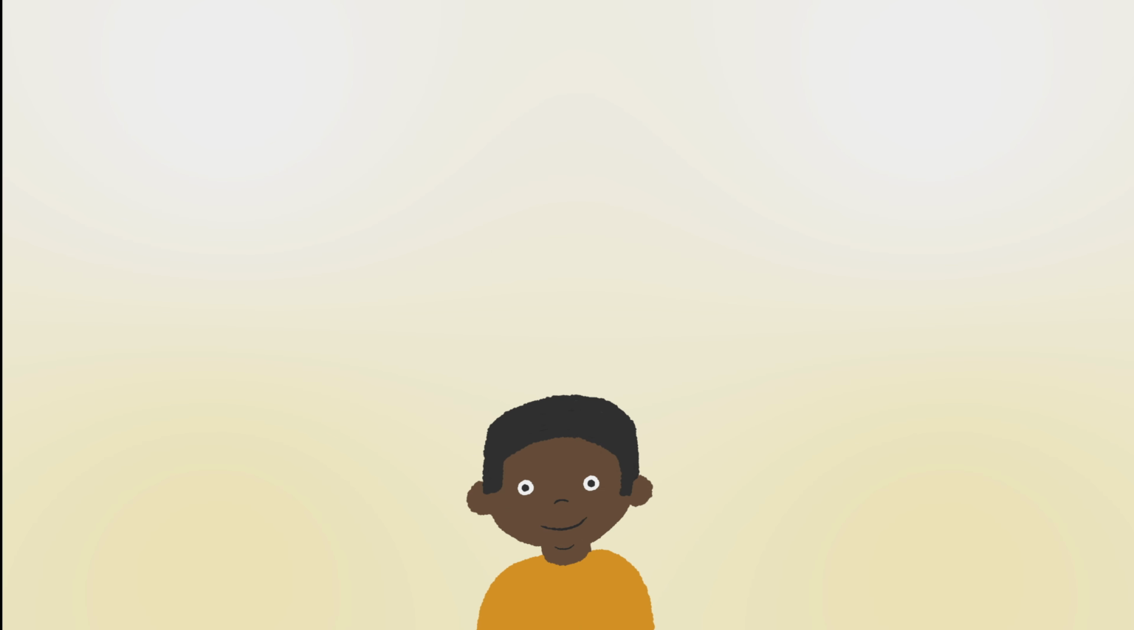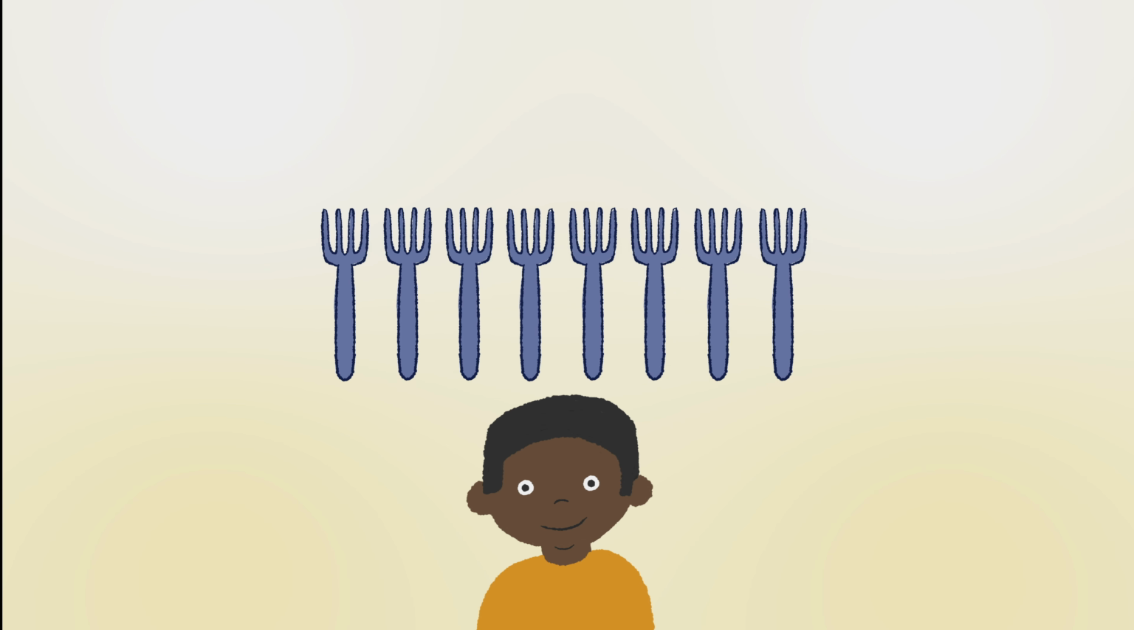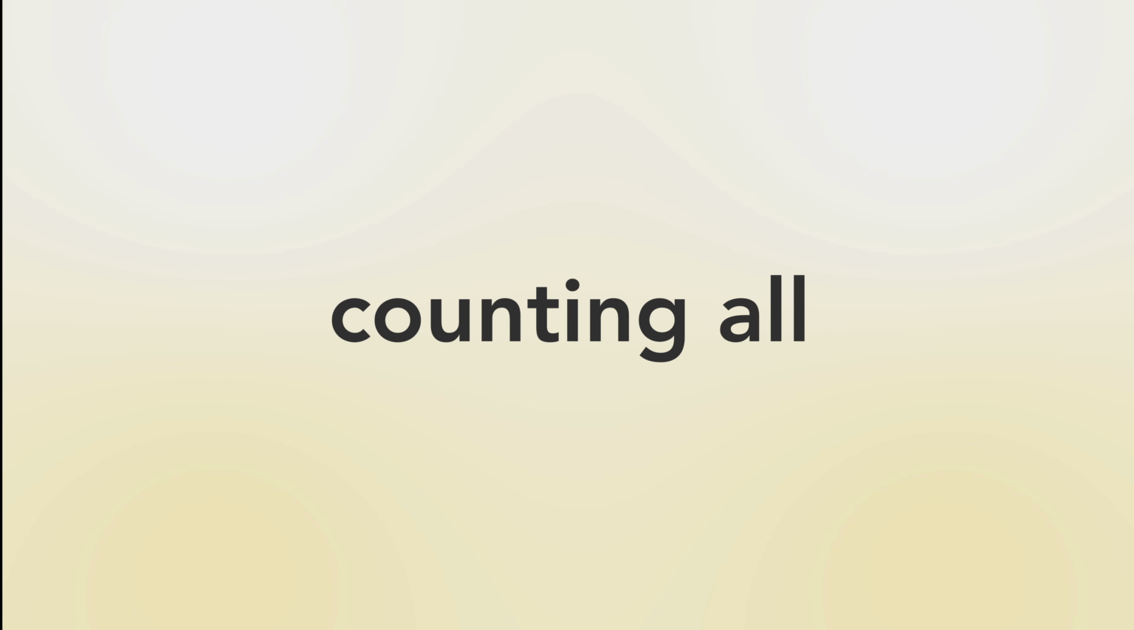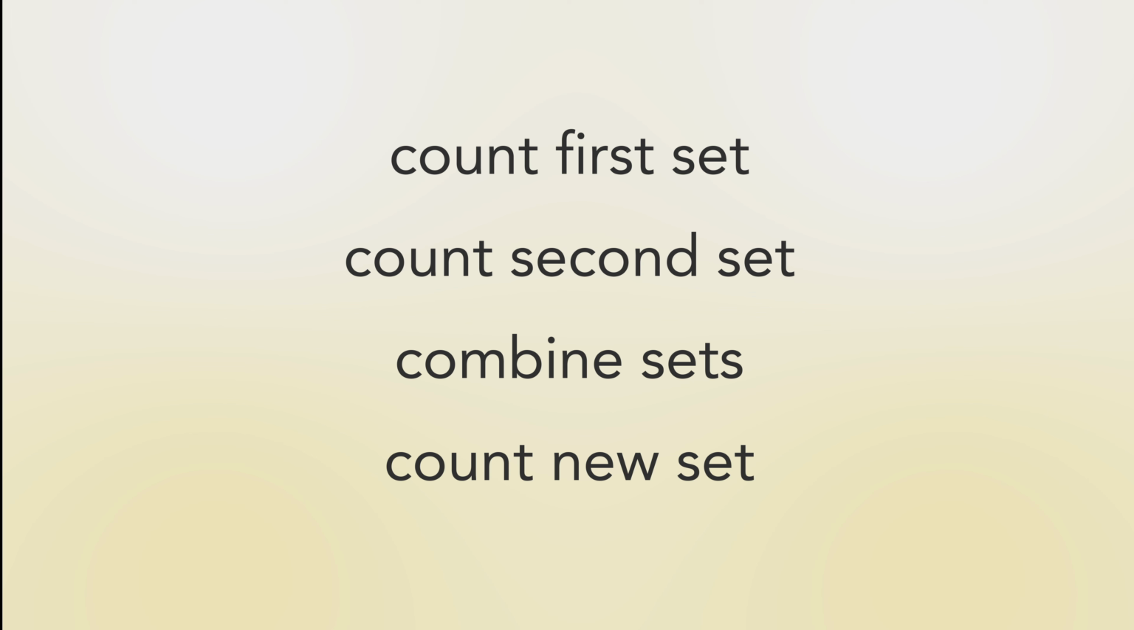We want children to have some mental marker for the total amount of each of the sets before they are combined. And further, we eventually want them to know that 3 and 5 combined are always 8, so they can use this fact to solve problems when they don't have the first 2 sets available to them for counting. When we use the counting all strategy, by counting set A, counting set B, and then combining the sets and counting our new set C, we provide a clear model of how the addition process works.